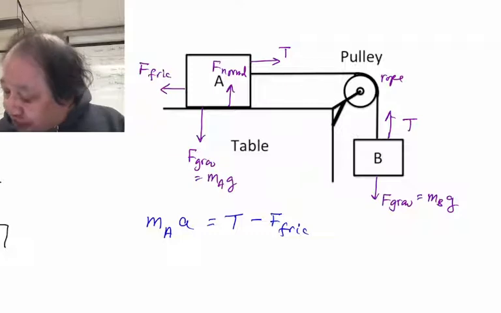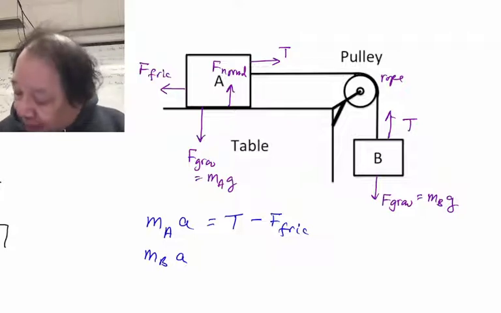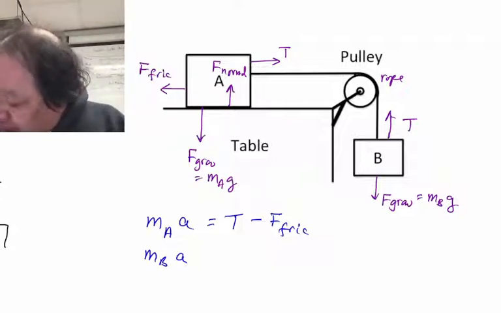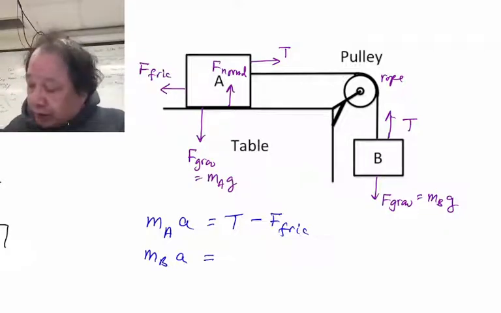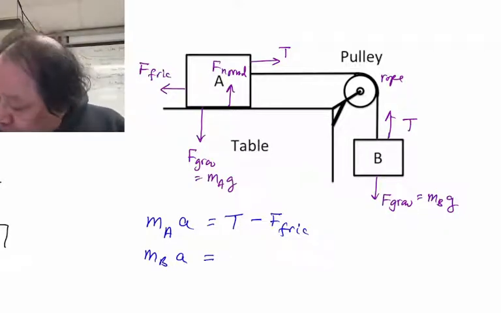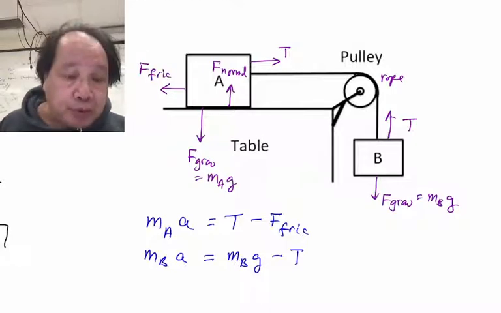For mass B, because the rope is taut, it will be accelerating at the same acceleration. Mass B times a, by Newton's second law, it's accelerating downwards, so it will be the gravity force mBg minus T. And so we end up with two equations.